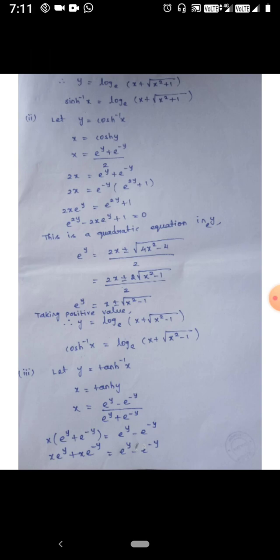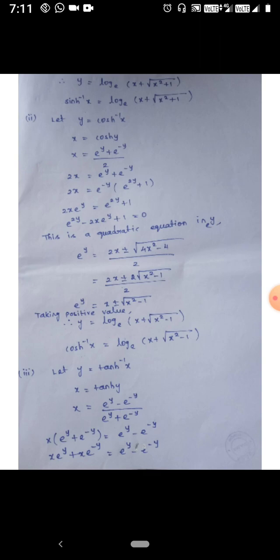x. Taking this cosh inverse to the left hand side, we get x equal to cosh y. Replacing cosh, the hyperbolic function, in terms of exponential function, we get e power y plus e power minus y by 2. By taking the 2 to the left hand side, we get 2x equals e power y plus e power minus y. We resolve this and finally get a quadratic equation in e power y.